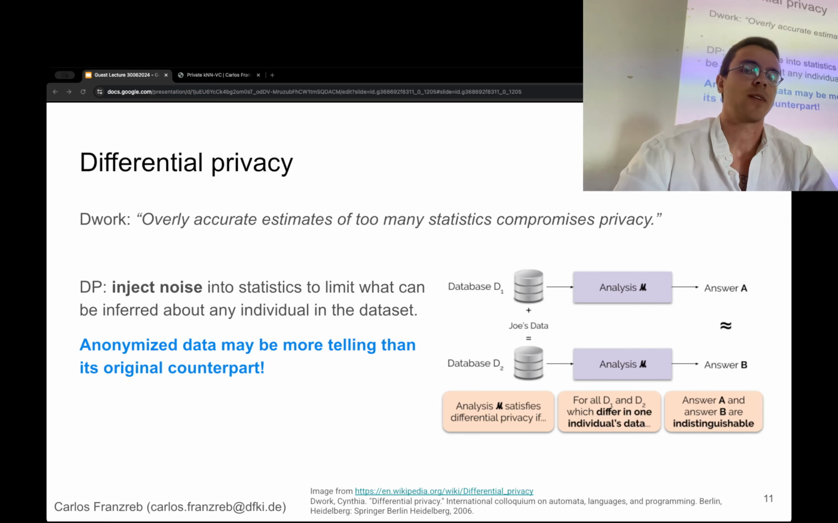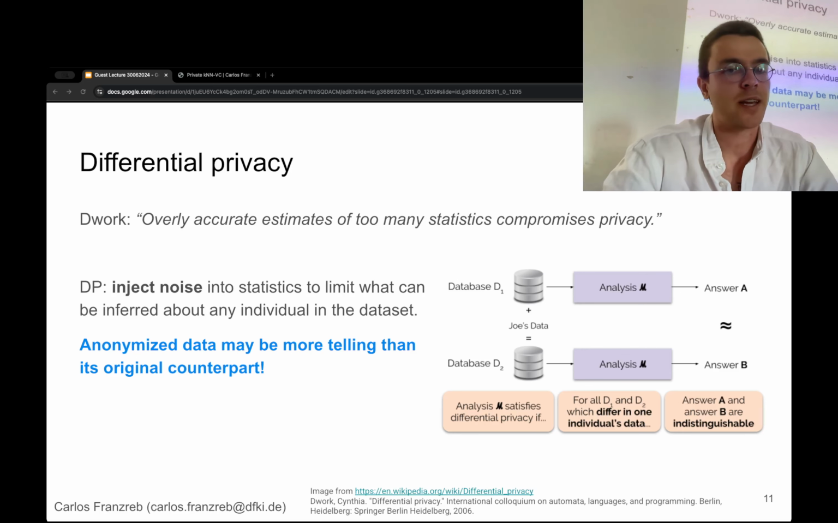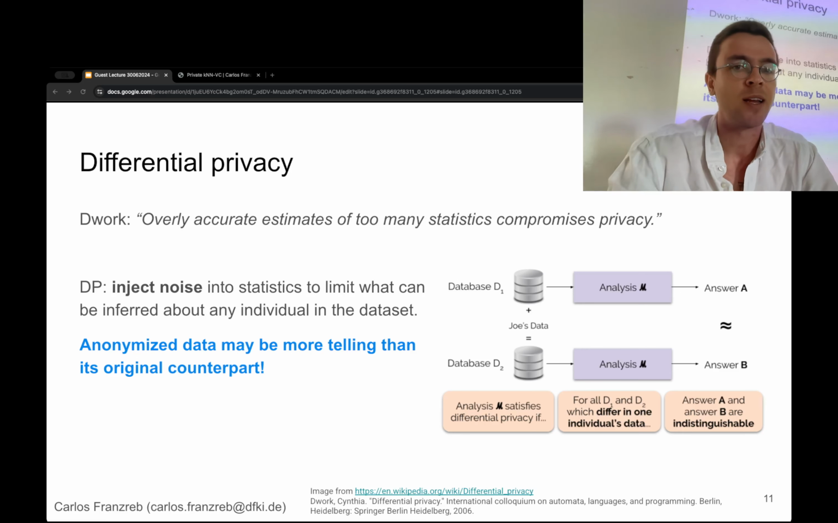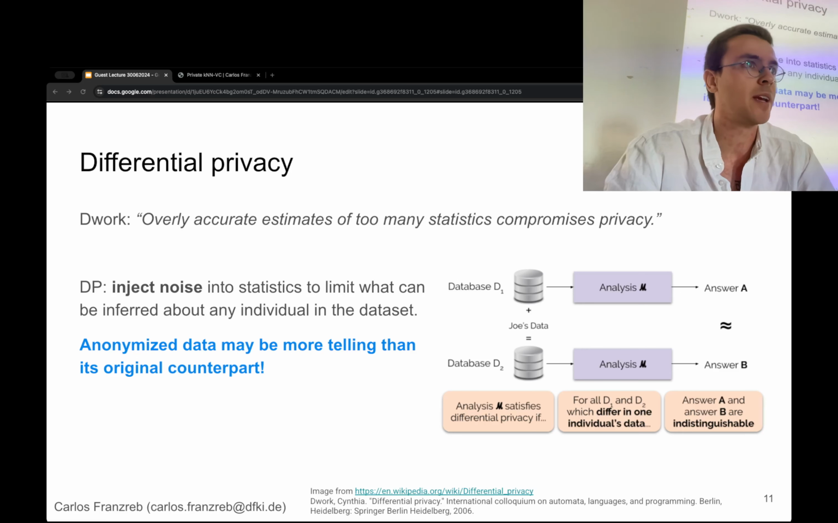And the premise that they're trying to solve is, imagine two data sets where the only difference between them is one person's data. Here in the image, it's called Joe. So any kind of analysis you do on this data, the result should be the same regardless of whether Joe is present in the data or not. Because if the result varies, that is already giving you information about Joe, which is exactly what you don't want.